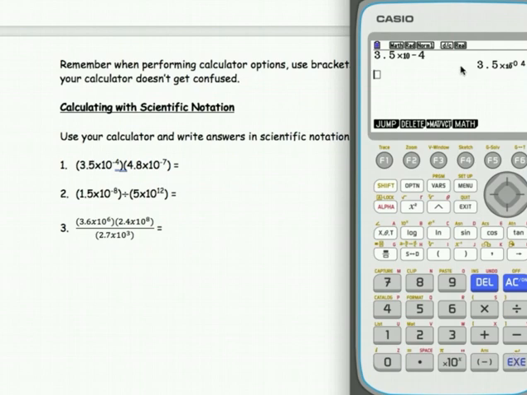Then I'm going to hit multiply. It's going to take the one I've just put in, and then I'm going to go bracket 4.8, scientific notation value of negative 7. So I'm taking 3.5 times 10 to the negative 4 and multiplying by 4.8 times 10 to the negative 7, hit equals, and then this is where you have to be careful.